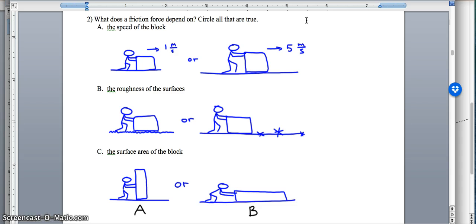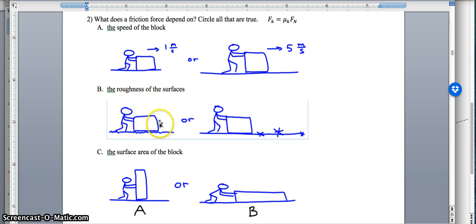When you do this work, the thing to remember is that the friction force is equal to the coefficient of friction times the normal force. So if you want to impact the friction force, you have to change either mu, which is the roughness, or Fn, the normal force. The speed of the block. Does friction force depend on the speed? No, v is not anywhere in the equation. So it doesn't matter if you go any faster, the friction force is actually the same.